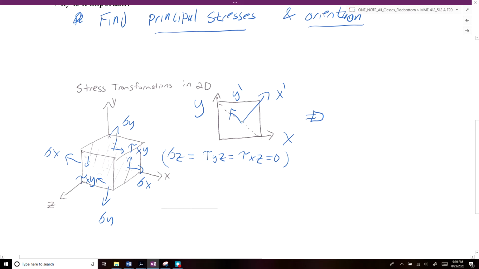To go from the x, y coordinate system to the x prime, y prime coordinate system, we're going to rotate the system by an angle theta. We'll consider theta to be positive when the rotation is counterclockwise.